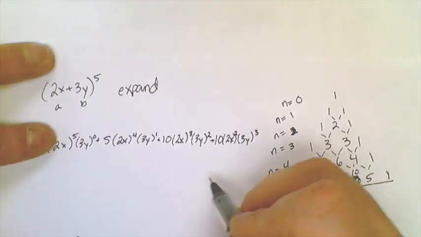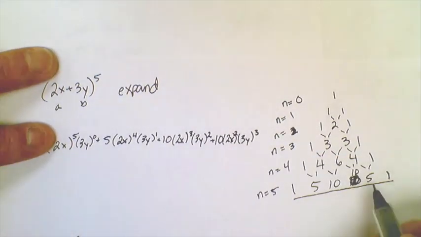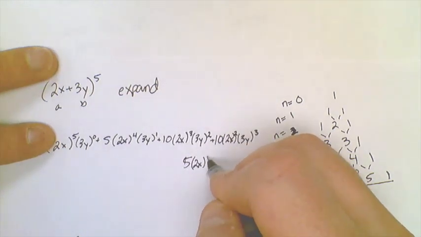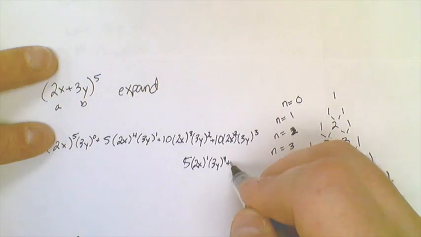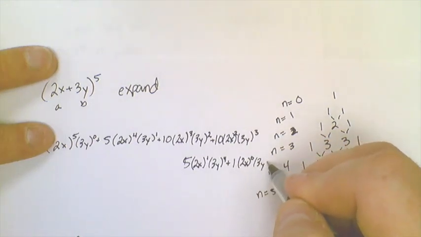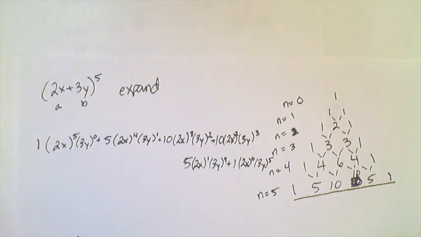So I'm running out of space here, so I'm going to write them down below. So I'm there, so I need a 5 and a 1. So 5, 2x to the first, 3y to the fourth, and then plus 1, 2x to the 0, 3y to the fifth. Okay, now we actually have to multiply it all out. So we're going to use those numbers with their exponents and multiply them all out.